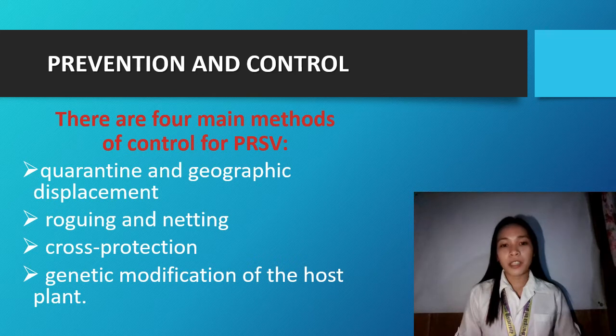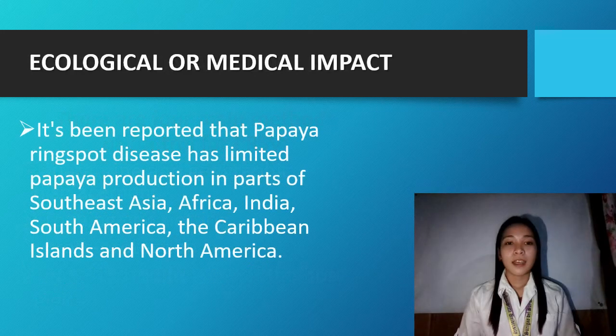Third is the cross protection, which is similar in practice, although not in mode of action, to viral vaccinations in humans. A mild strain of PRSV is introduced into the host plant, which then develops resistance to virulent strains of the virus. It has been reported that papaya ring spot disease has limited papaya production in parts of Southeast Asia, Africa, India, South America, the Caribbean islands, and North America.